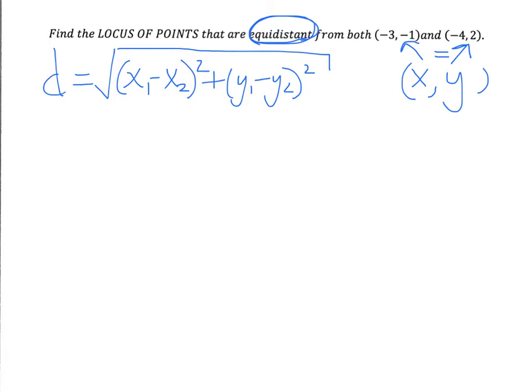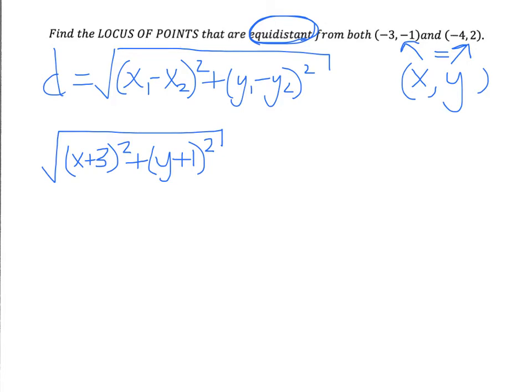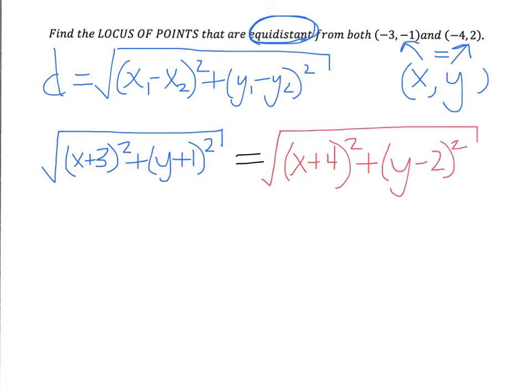That looks like the square root first of (x, y) to (-3, -1) as (x plus 3) squared plus (y plus 1) squared. That's going to be equal to the distance from (x, y) to the second point, which now looks like the square root of (x plus 4) squared plus (y minus 2) squared. So now I just have to simplify both of these equations and get it into its standard form.